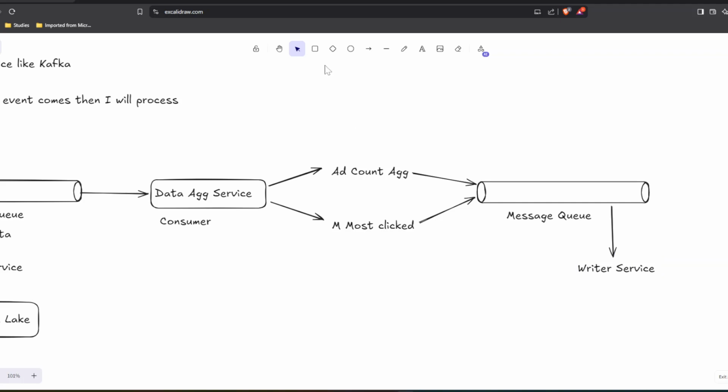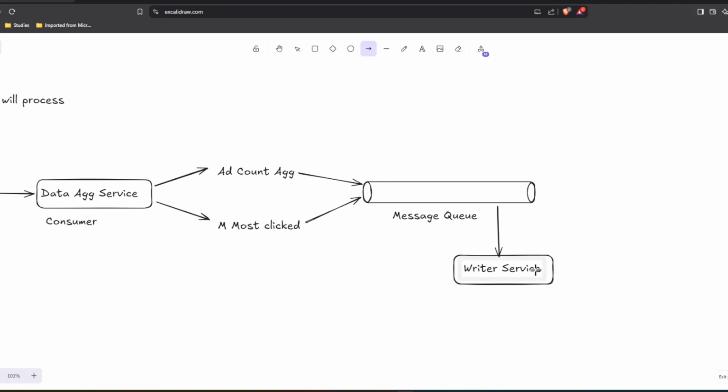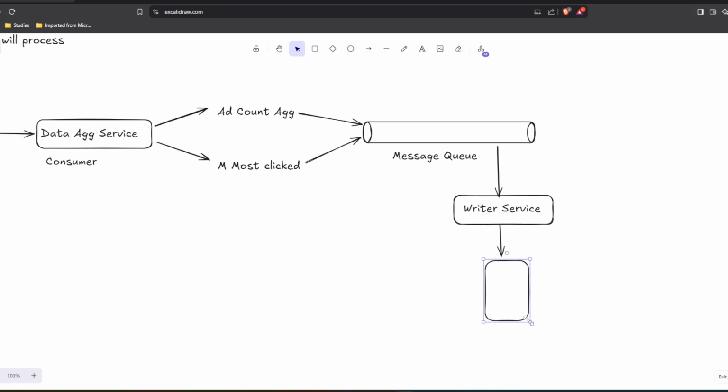We're going to have our writer service, and what this writer service will do is send it to our aggregation database. If you remember, we talked about our aggregation database: we are going to have some kind of aggregation or time series database, like Cassandra or InfluxDB. So this is going to be our aggregation DB.